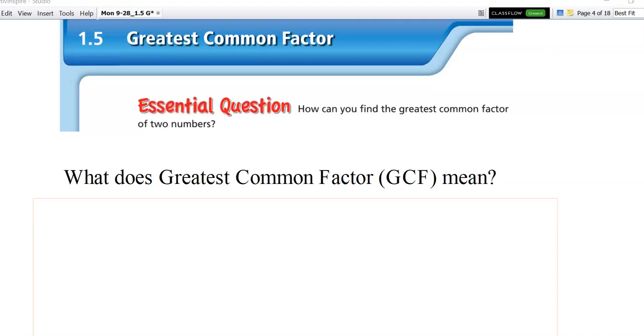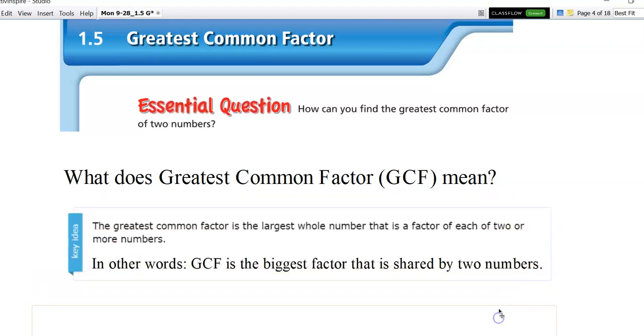Hello, today's lesson is on finding the greatest common factor. The essential question is, how can you find the greatest common factor of two numbers? And we'll start off with a definition. The greatest common factor is the largest whole number that is a factor of each of two or more numbers.